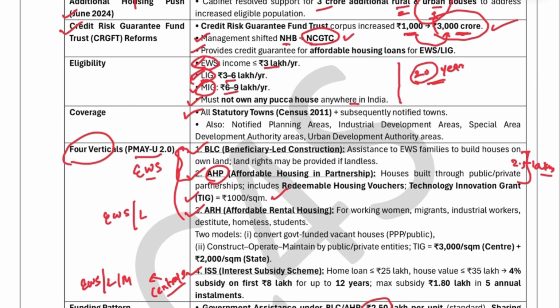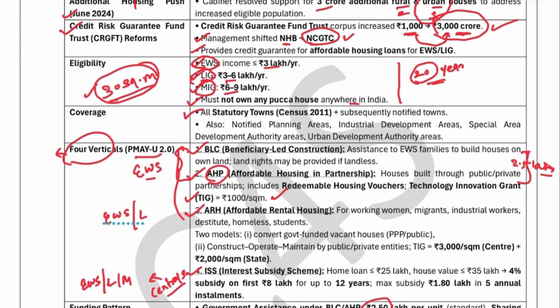And one more important thing, the minimum area that the house will be constructed on should not be less than 30 square meter. Okay, for the rural areas, the question was earlier asked in the exam, so remember this, it is 30 square meter, it should not be less than 30 square meter.